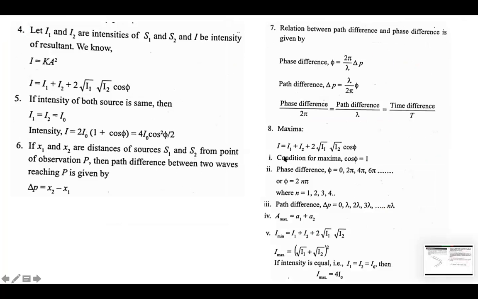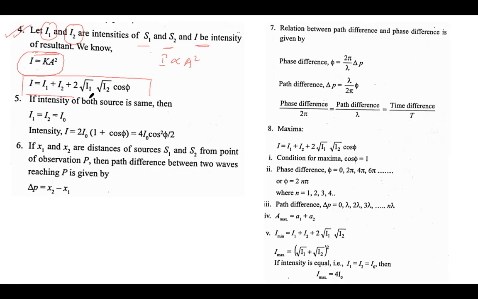Now let I1 and I2 are intensities of S1 and S2. दो सोर्स है S1 और S2, इनका इंटेंसिटी I1 और I2 है, and I be the intensity of the resultant. So we know that intensity of the resultant is directly proportional to square of the amplitude, or I is equal to K times A square. अब रिजल्टेंट इंटेंसिटी अगर हम लोग को निकालना है, this is equal to I1 plus I2 plus 2 root under I1 root under I2 cos phi. Right? So this is the resultant intensity.